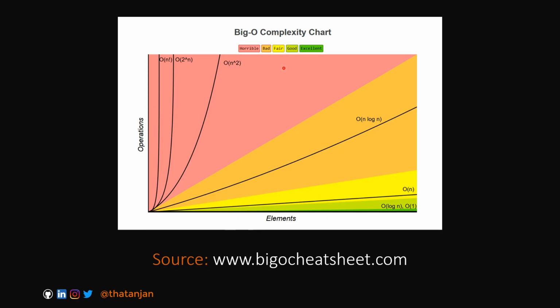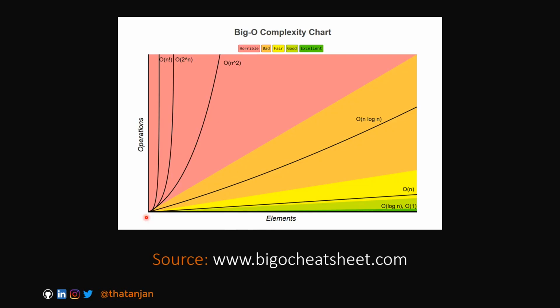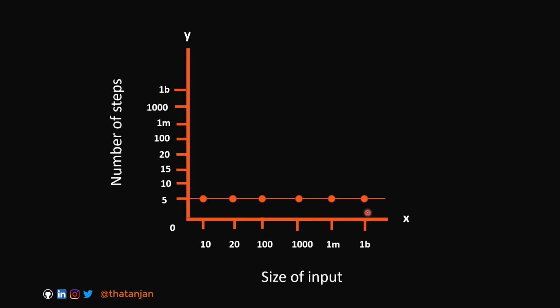Like this graph describes, the more this line goes up, the more horrible it becomes. The closer it stays to the horizontal axis, the more excellent or good it is. Just because O of 1 is a horizontal straight line, it has been merged with this axis line. So O of 1 is good.